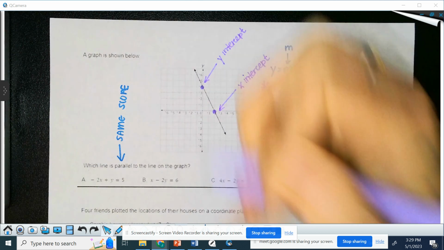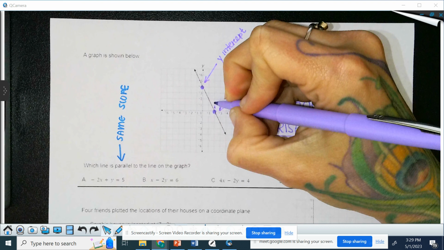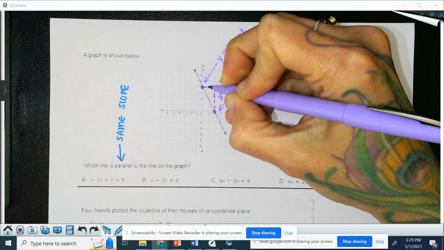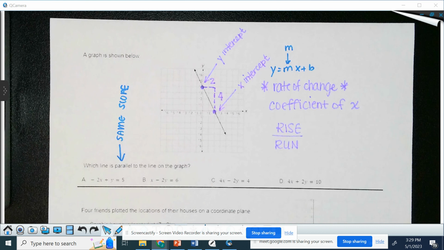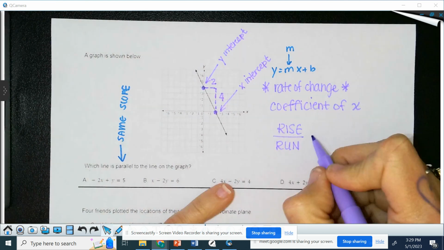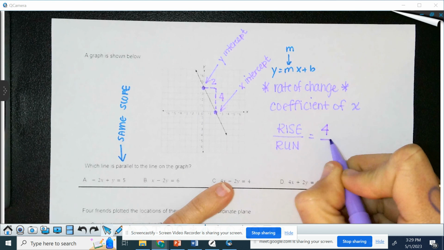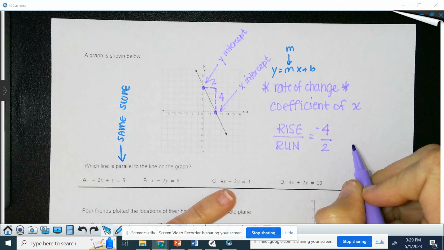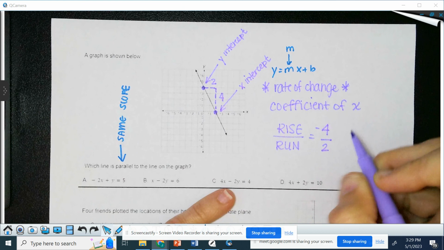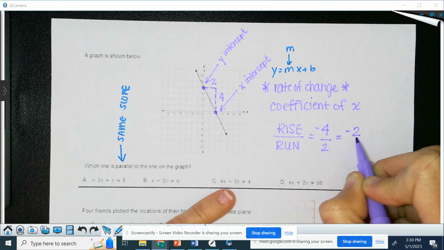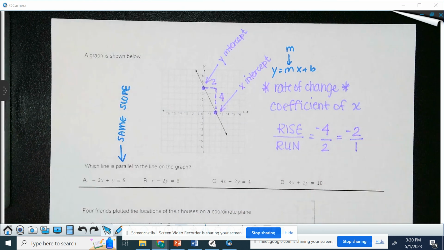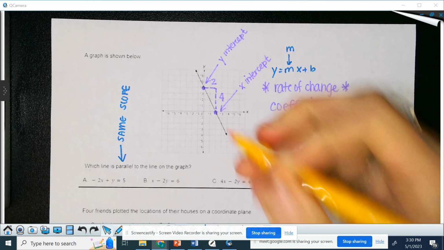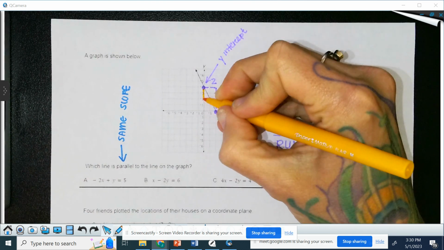And if I count up, that's 4. And then 2 to the left is the way I counted. Or you can go 2 to the right and down 4. So it's rise, and it's negative. And the negative can go at the top or the bottom. Am I good to leave that negative 4 over 2? No, we want to always reduce, right? So this is going to be negative 2 over 1. And that is just so you can see it in case that doesn't make sense. Here it is here. Down 2 over 1, down 2 over 1, down 2 over 1.